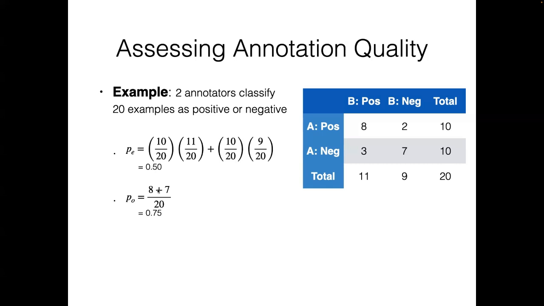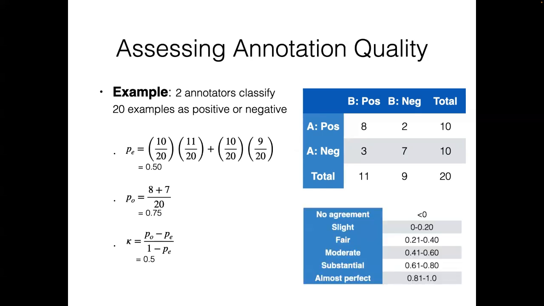Then if you look at the observed agreement, it's just this diagonal. So 8 plus 7 over 20 is 0.75. So that's that, and then you plug it into this formula from the previous slide, and you get this number called kappa.